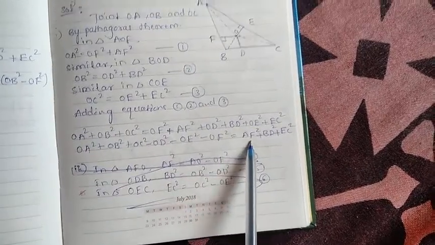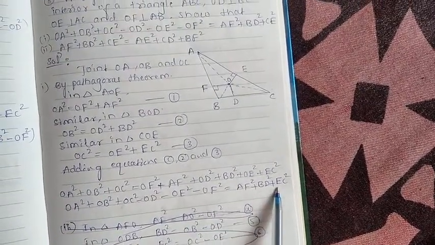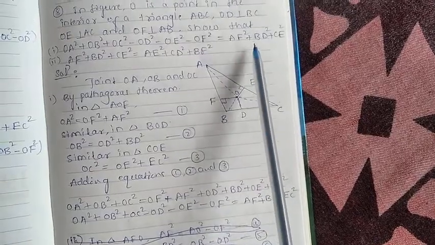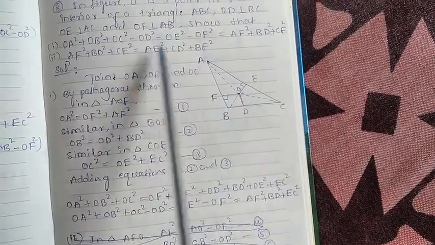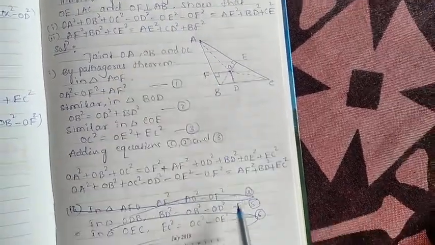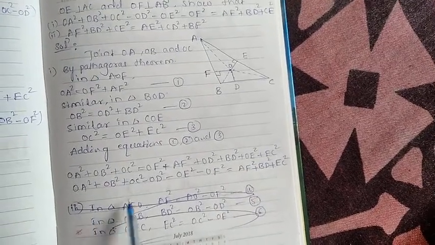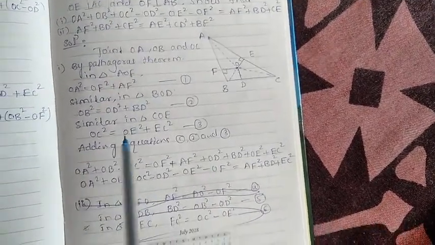See here, this one will give the answer. Just these three terms are there on the right hand side. You bring them to the left hand side and you will get the equation. So this is the proof of the first one. I hope you understood, children.